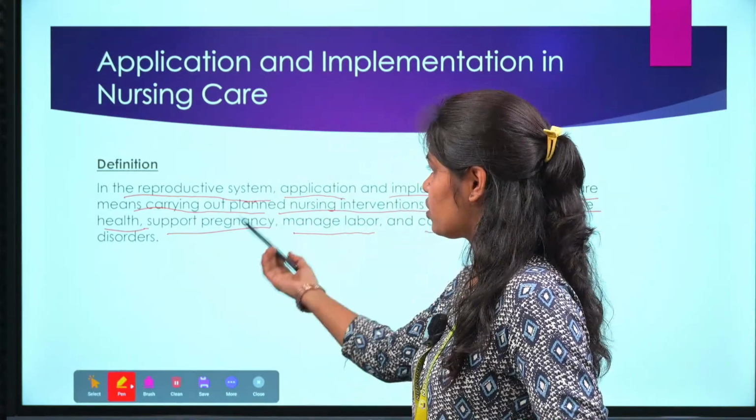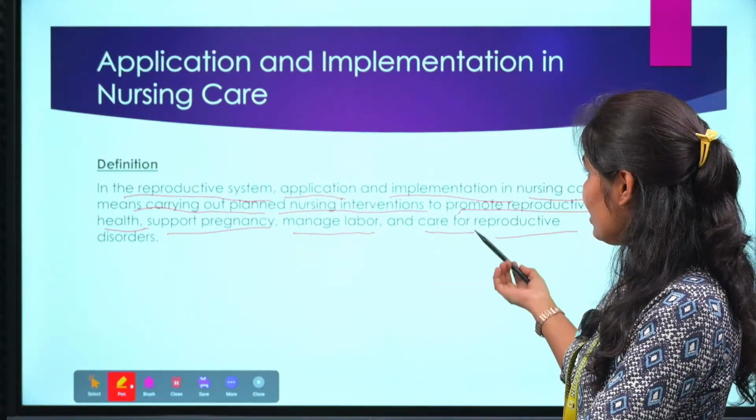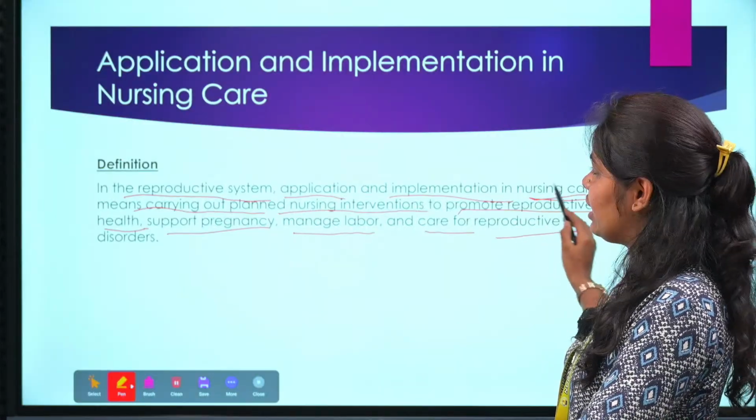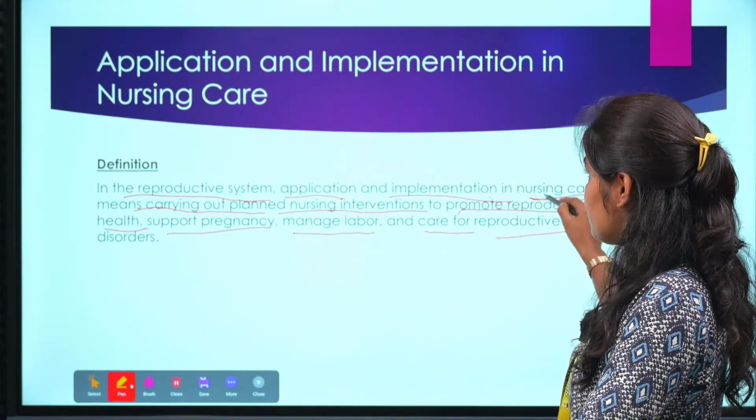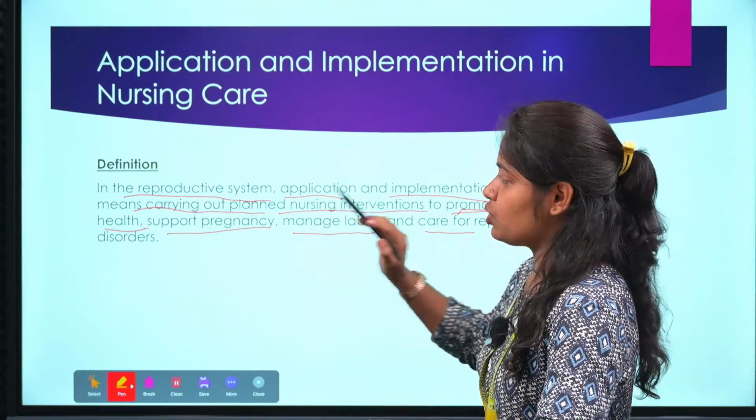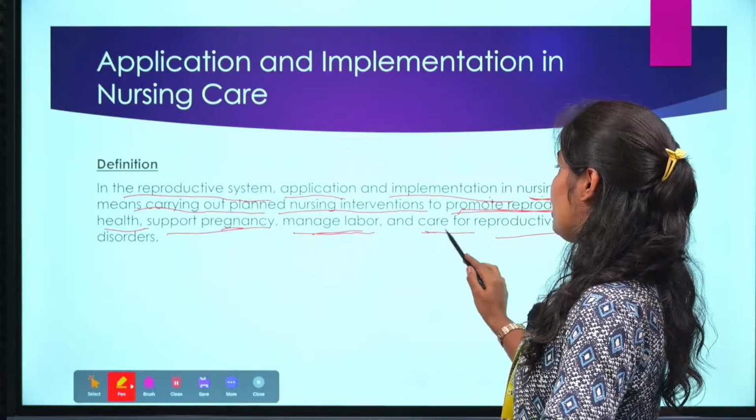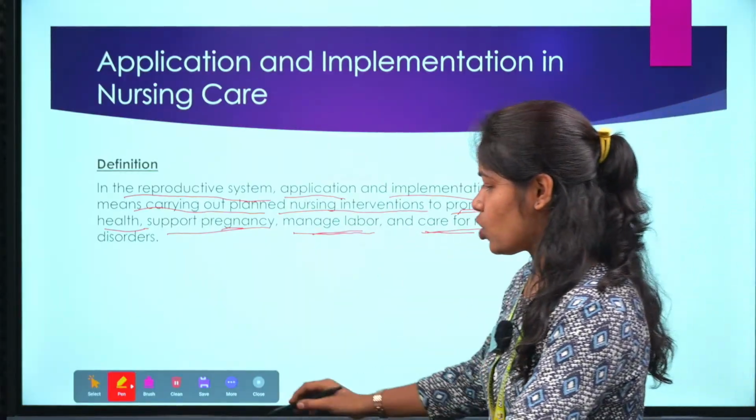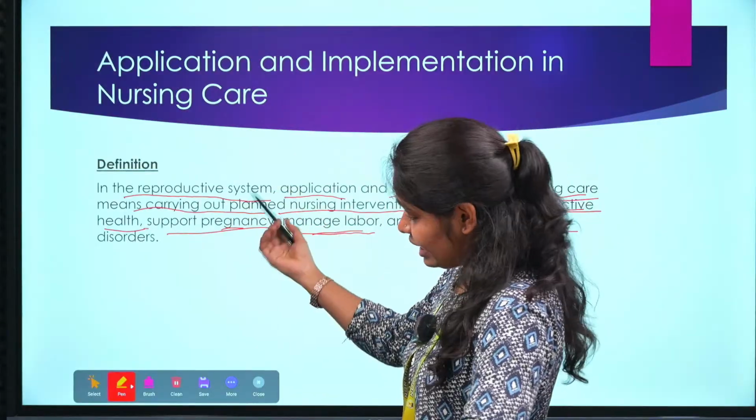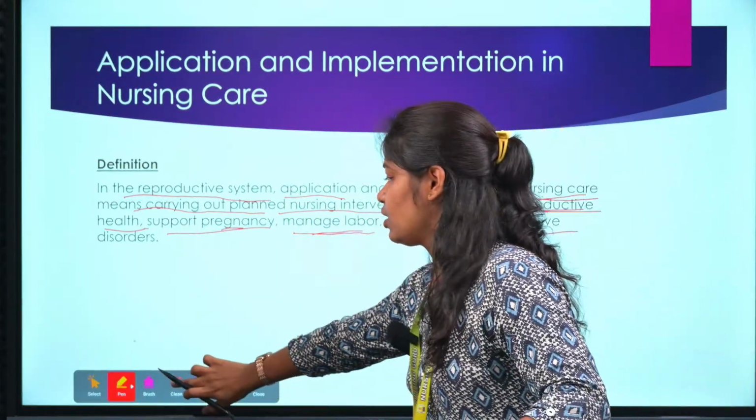In the reproductive system, we plan the intervention to apply on the person, which is the implementation of nursing care. It helps to promote the reproductive health, support the pregnancy, manage the labor, and care for the reproductive disorders. This is the definition of application and implementation in nursing.